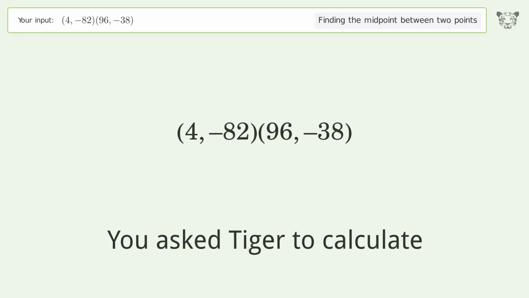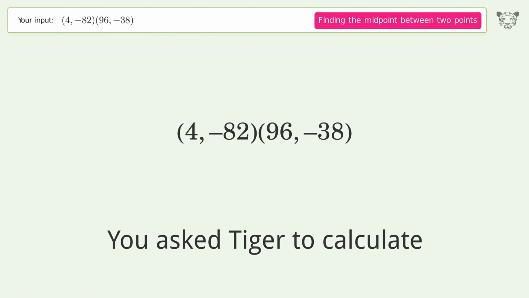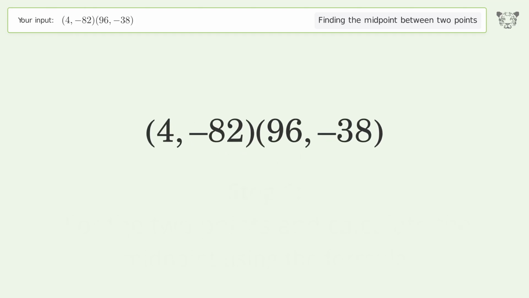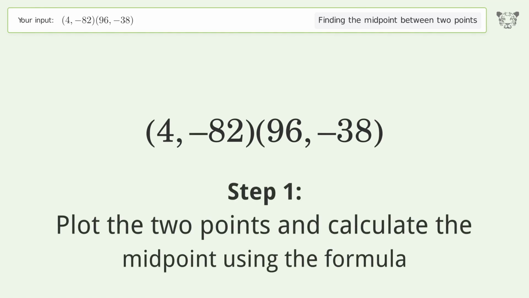You ask Tiger to calculate. This deals with finding the midpoint between 2 points. The midpoint between the 2 points is 50, -60. Let's solve it step by step. Plot the 2 points and calculate the midpoint using the formula.